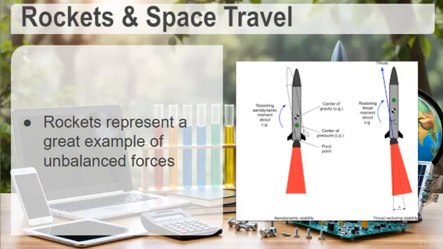Rockets and space travel. Rockets are the ultimate example of unbalanced forces. On the launch pad, gravity and the rocket's weight create a balanced force downward, matching the launch pad pushing upward. But when the engines fire, they create thrust, an upward force. When thrust becomes greater than weight, forces are unbalanced, and the rocket starts to accelerate upward. The more powerful the engine, the greater the net force, and the rocket accelerates off into space.